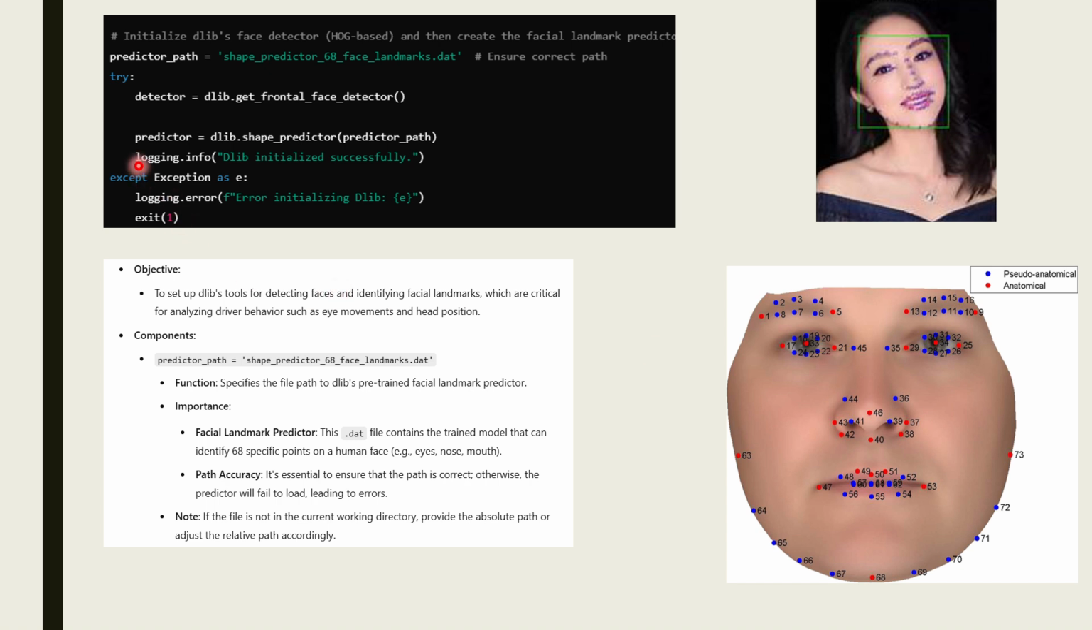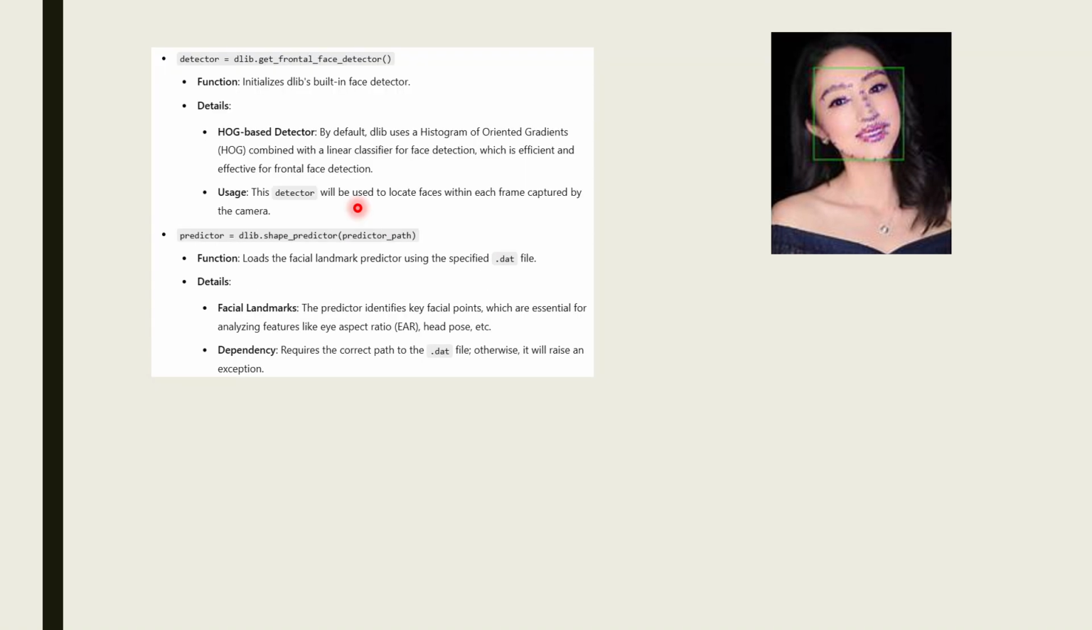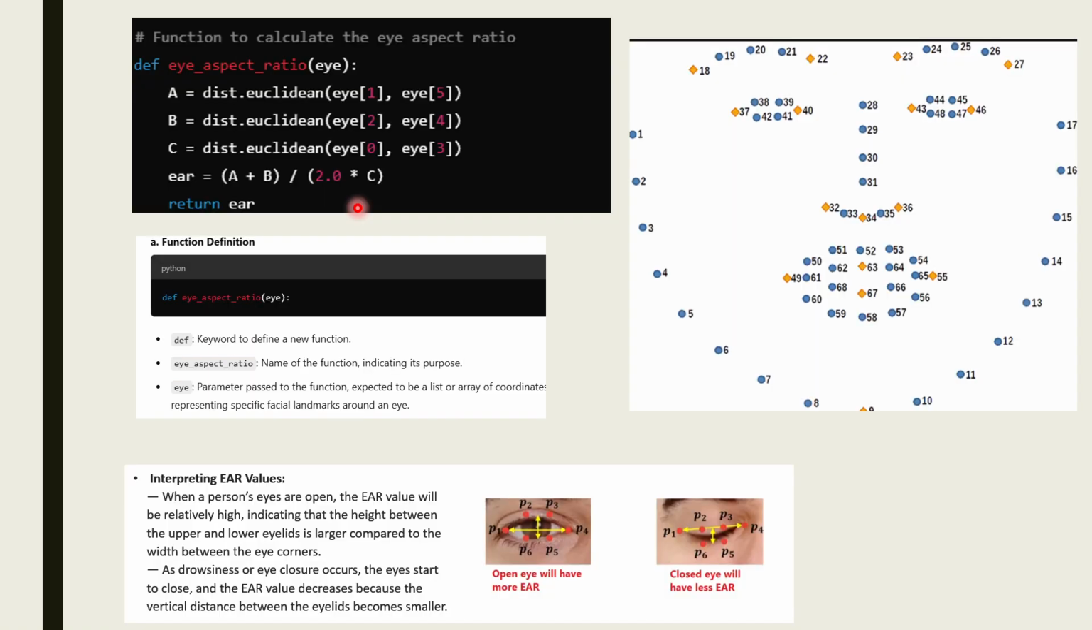and these functions like logging.info and logging.error log whatever happens. So in this case, if it successfully initializes Dlib, it will log this message, and this one will log an error if it doesn't initialize Dlib.